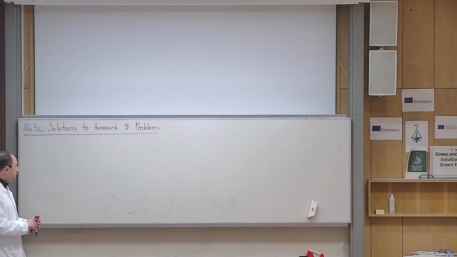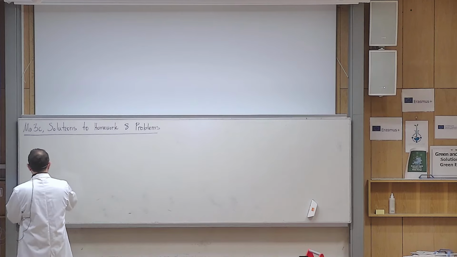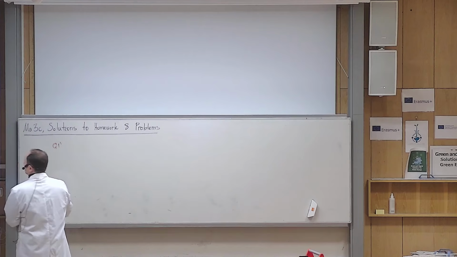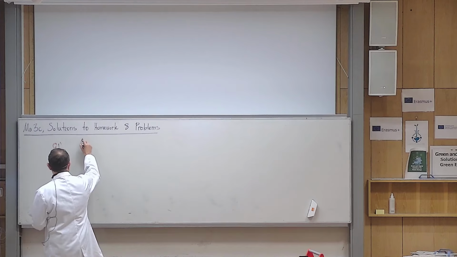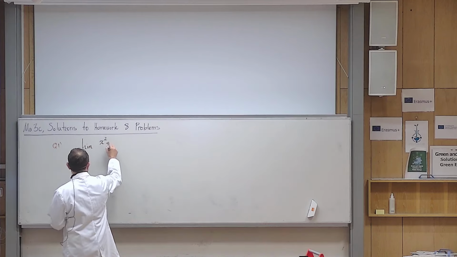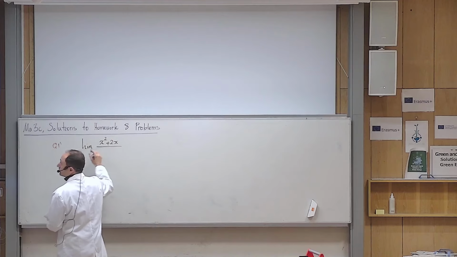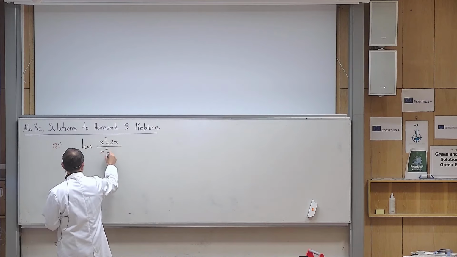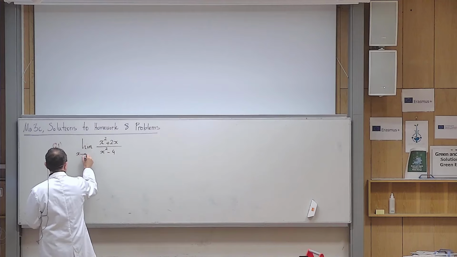But let us read the question now. So the limit of x squared plus 2x over x squared minus 4 when x approaches minus 2 is what? So we want to calculate, mainly we want to calculate limits. Okay, so let me review what we learned. So the question number one, the limit that I have to calculate is the limit of x squared plus 2x, and then I have what? X squared minus 4, x goes to minus 2.